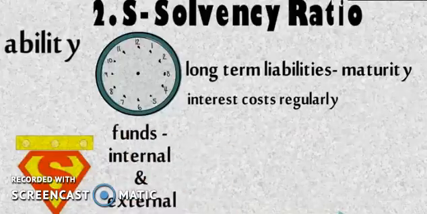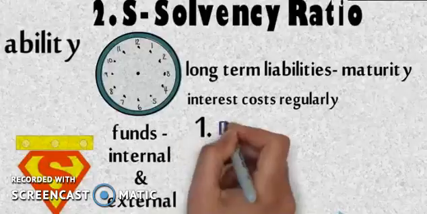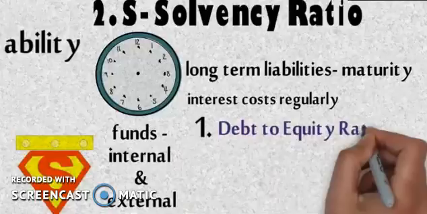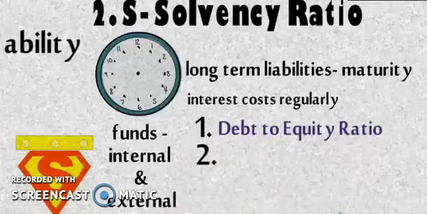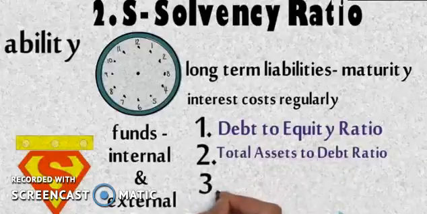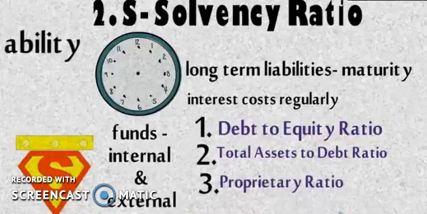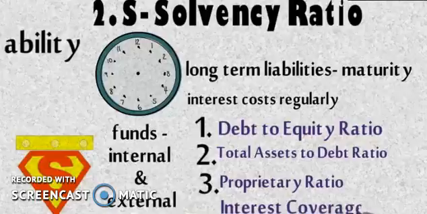It also tells us about the composition of internal funds and external funds. Internal funds are the promoters' or proprietor's contribution on the initial investment, and external funds can be defined as borrowings. The solvency ratio is further divided into four: first, debt to equity ratio; second, total assets to debt ratio; third, proprietary ratio; and the fourth and last, interest coverage ratio.